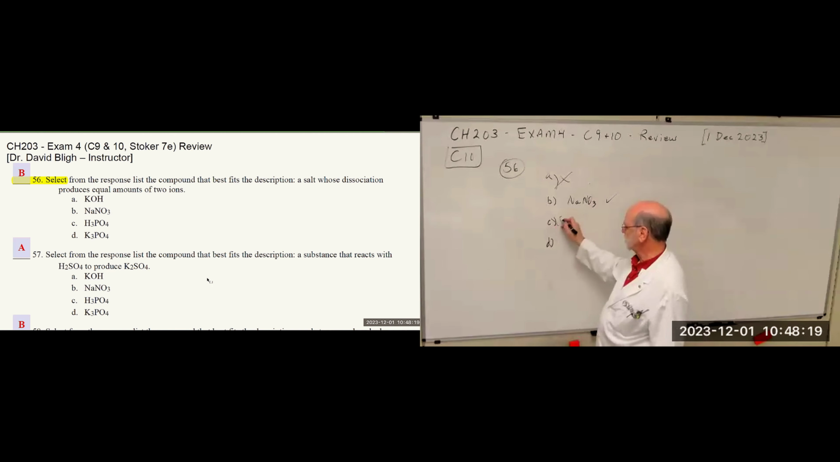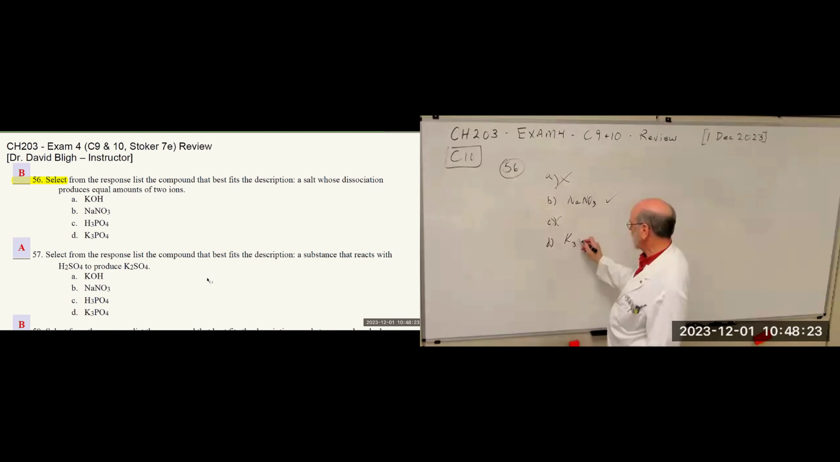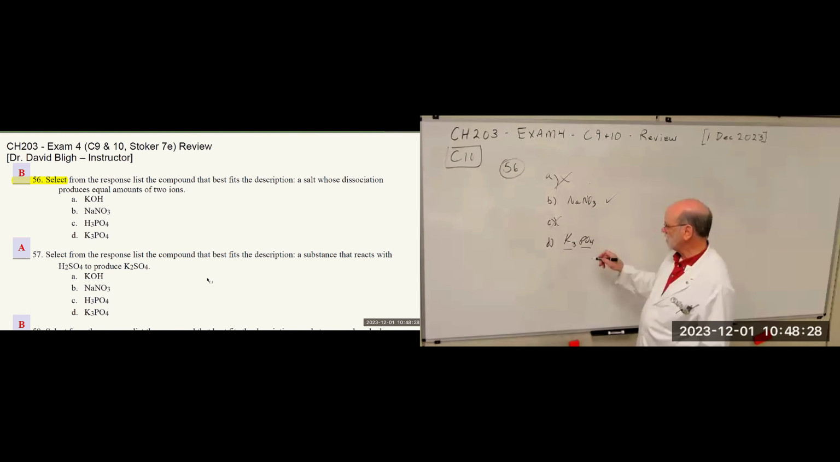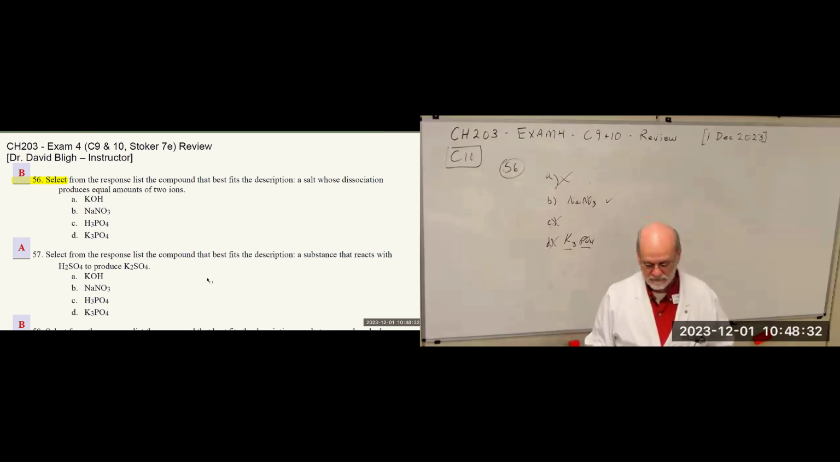H3PO4 is an acid. That doesn't work. And K3PO4 dissociates, but it produces 3 of these for every one of those, so it doesn't produce equal amounts. So the answer has to be B.